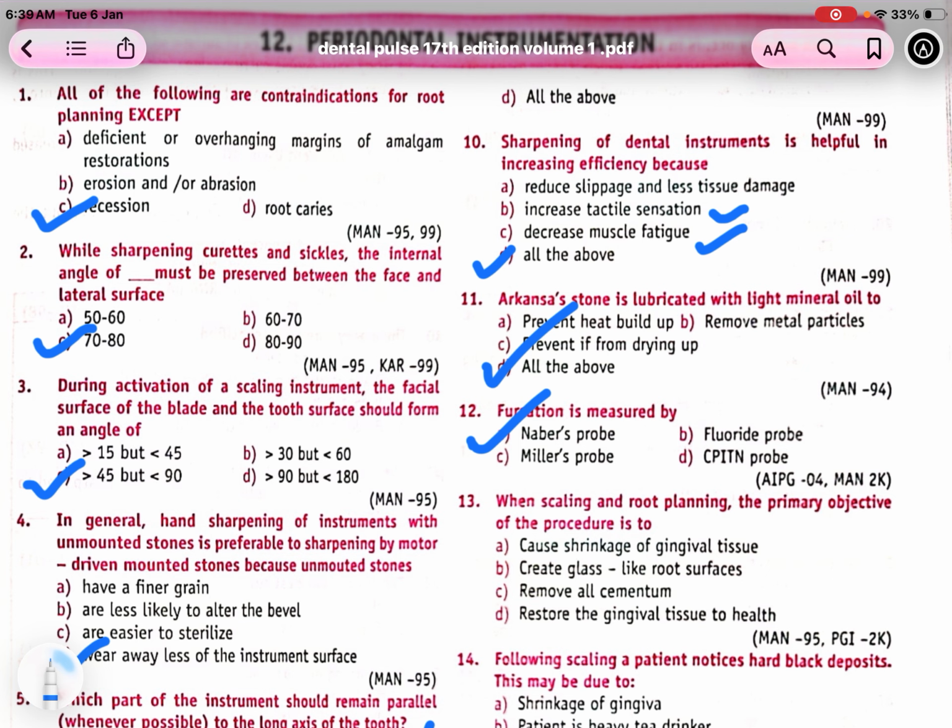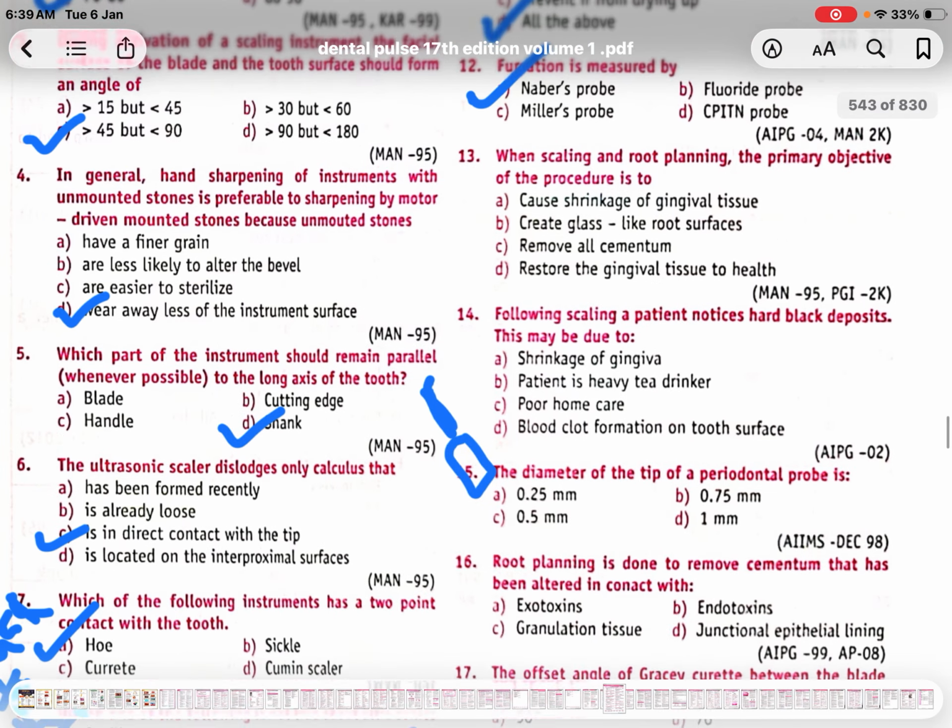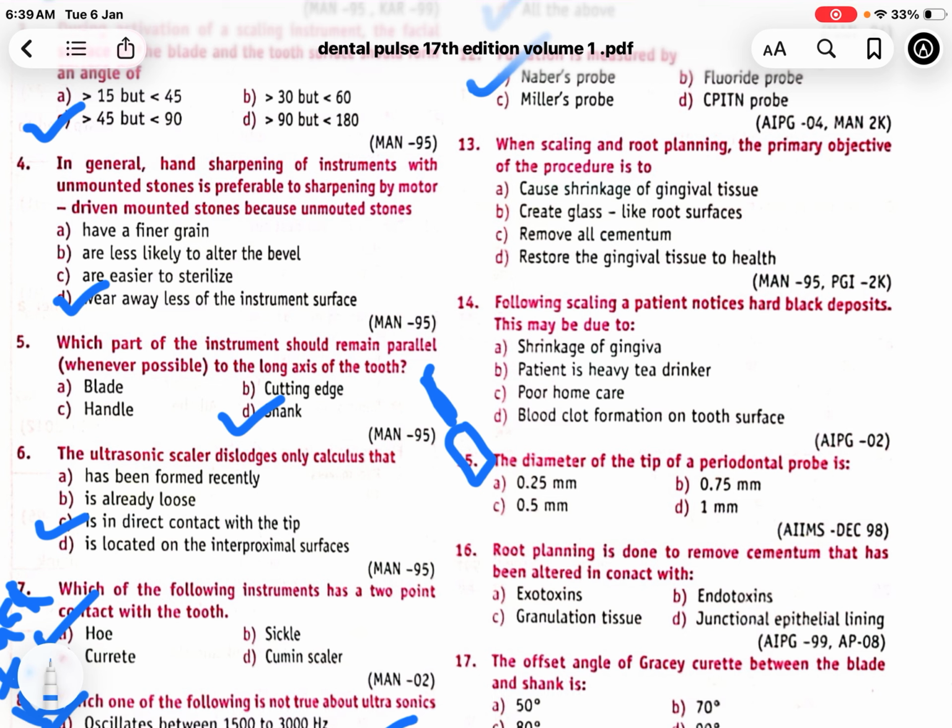There are different types of probes, you should remember those probes: Marquis color-coded, UNC 15, Michigan, Nabers, WHO, Williams. Okay, next, when scaling and planing, the primary object of the procedure is to restore the gingival tissue to health. 14th, following scaling a patient notices hard black deposits. These hard black deposits are due to shrinkage of gingiva.